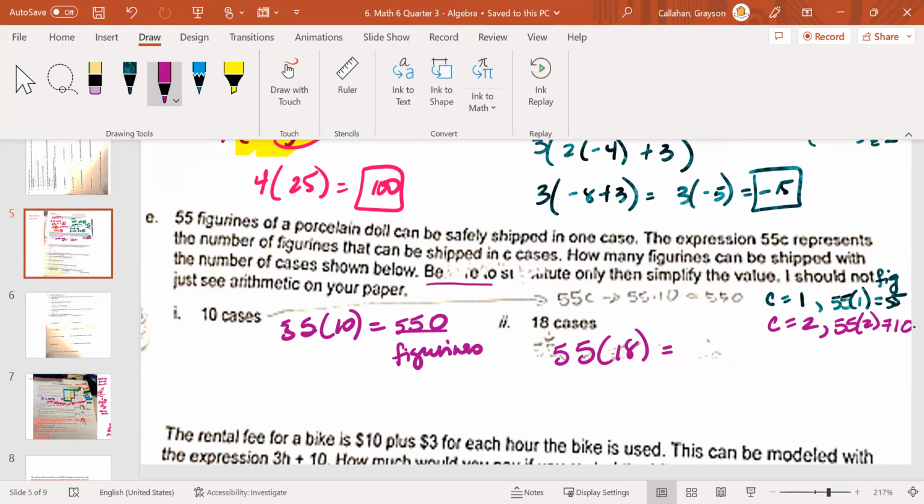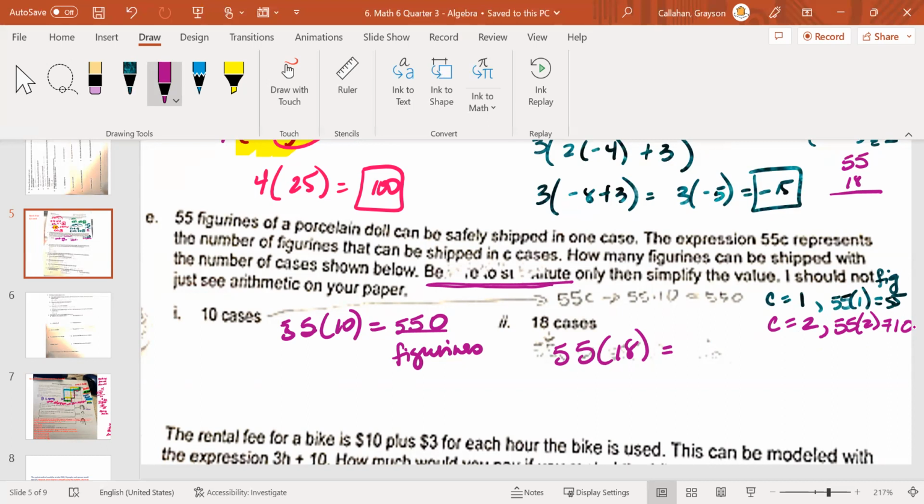And she said, what does it say? What does that say? This part right here, I'm underlining. Pay attention. Substitute only, then simplify. I should not see any arithmetic on your paper. I mean, so 55 times 18. So I don't know what she wants you to do with that.